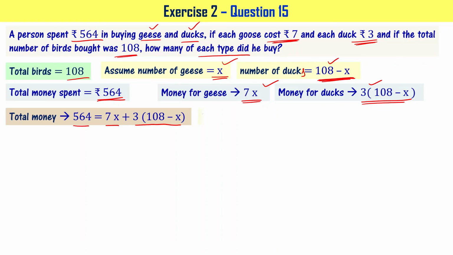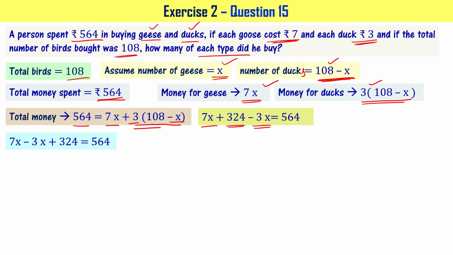When you simplify this equation, you can write it as 7x plus 3 times 108, that is 324, and plus 3 times minus x, that is minus 3x. That is equal to 564, right? Further simplify this such that you can write it as 7x minus 3x equal to 4x and 324 as is. 4x plus 324 equal to 564.